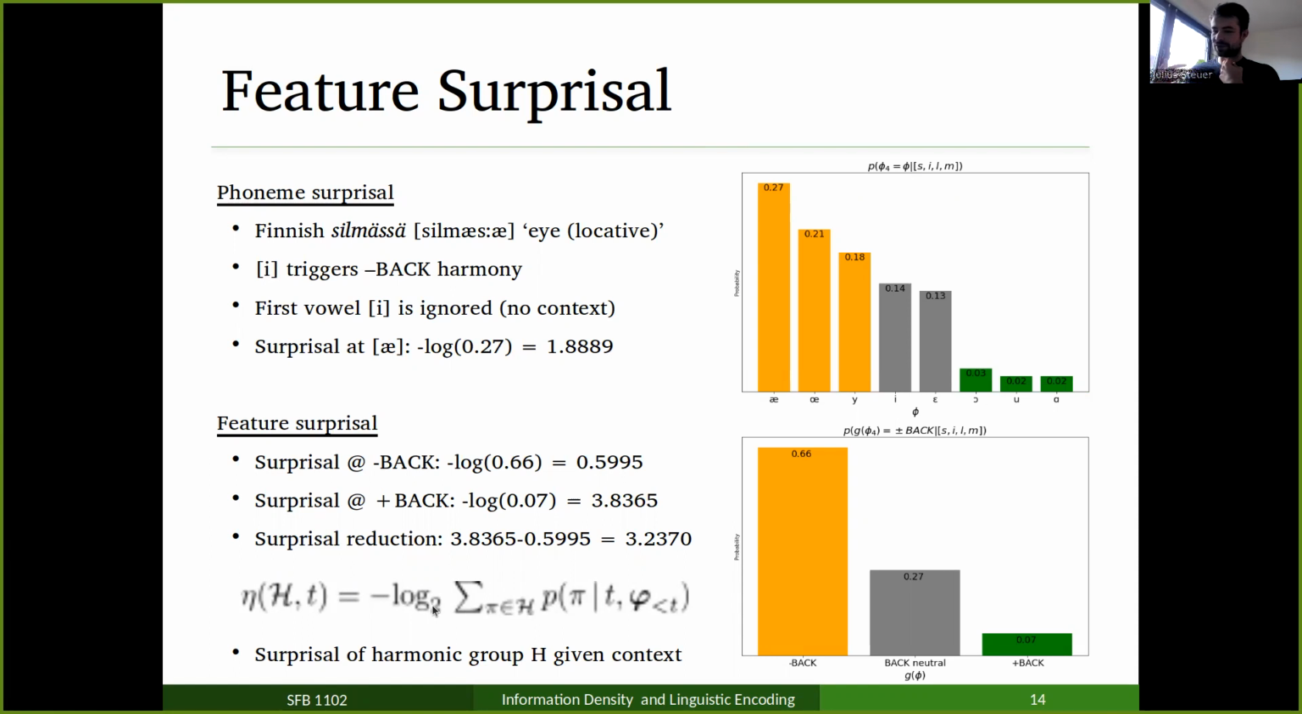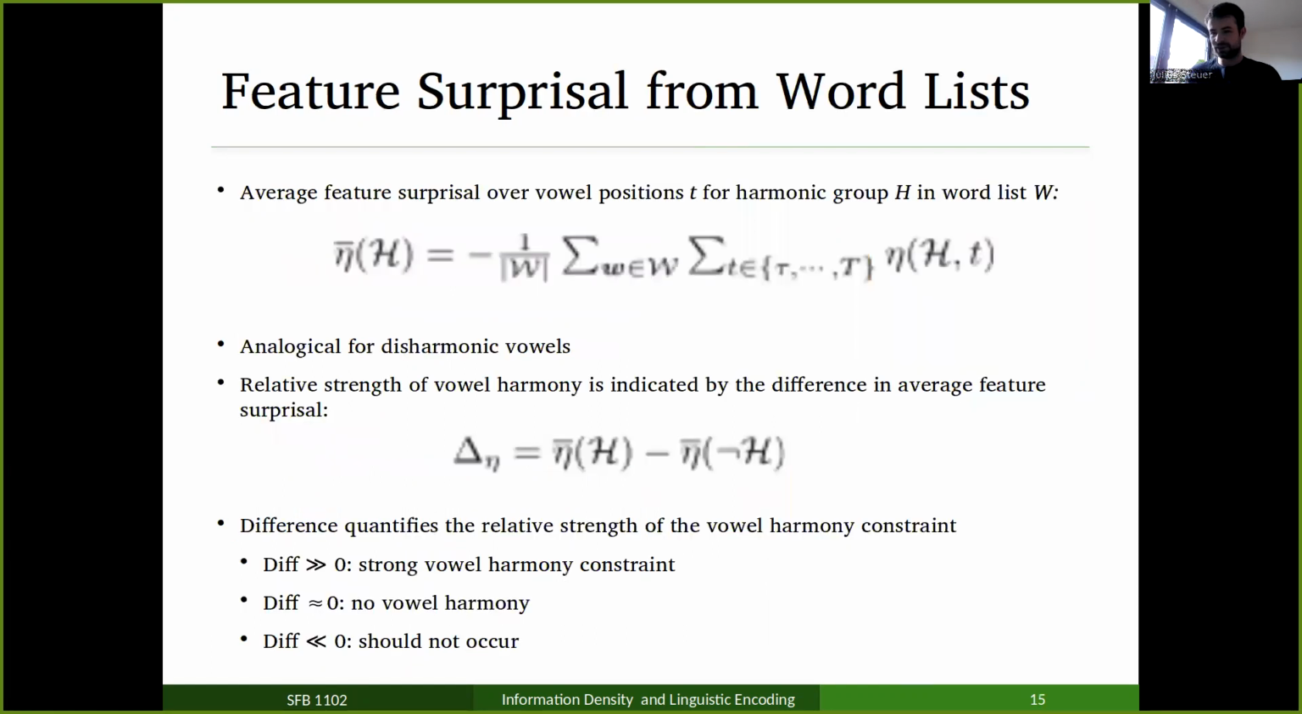It's just a sum over the probabilities of the individual phonemes. And then the value that we look at is the difference between the disharmonic and the harmonic surprisal values. So this is the formula that we use to calculate this. It's just what I already said.